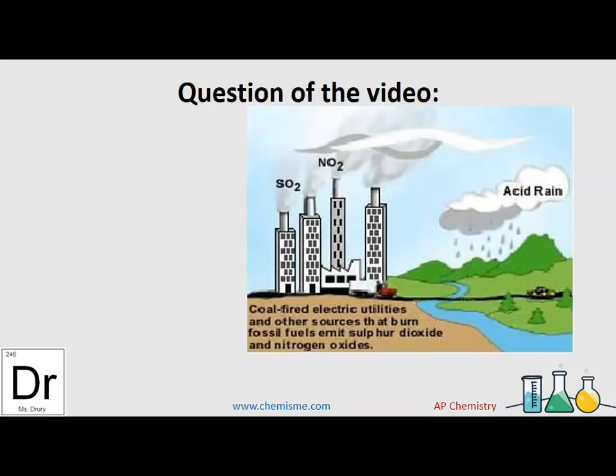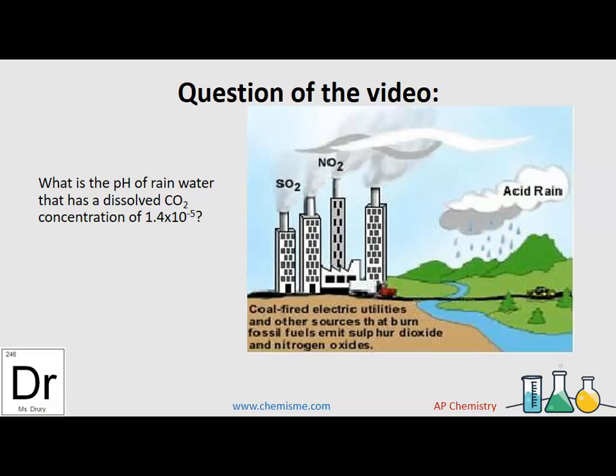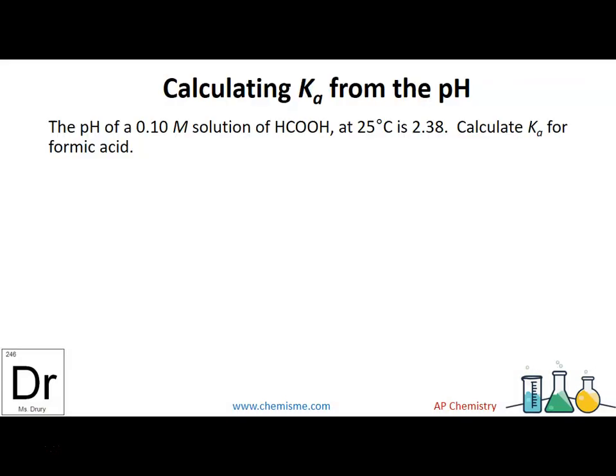We've been avoiding them. So the question of the video is, what is the pH of rainwater that has a dissolved carbon dioxide concentration of 1.4 times 10 to the minus 5? So if I know exactly how much CO2 is in the air, I can figure out what the pH of that acid rain would be. So let's start from here, calculating the Ka from a pH.